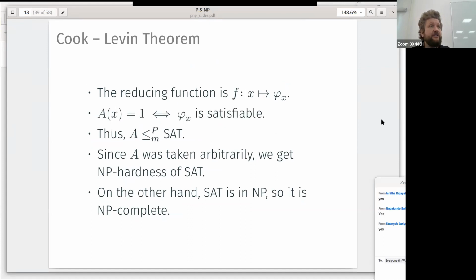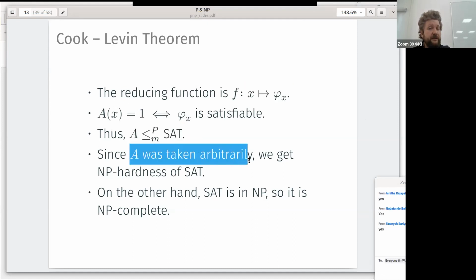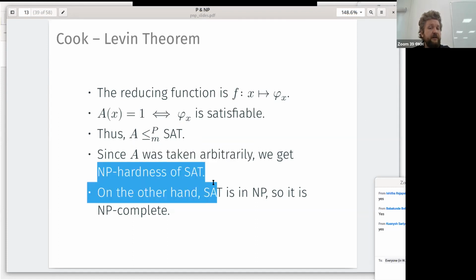Exactly. Satisfiability of this formula means that the Turing machine has a valid computation which yields 1. So a non-deterministic machine has a computational track which yields 1 on x. And this is exactly that A of x equals 1. And we're done. We see that A is reducible to SAT by this very reduction. And A was taken arbitrarily from the class NP. Therefore, we get NP-hardness of SAT.